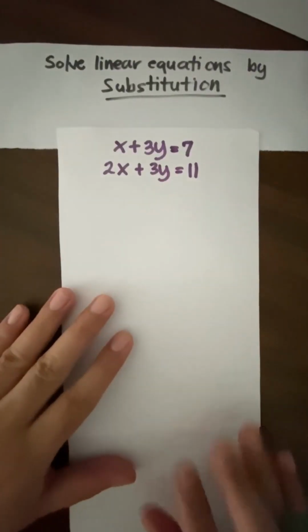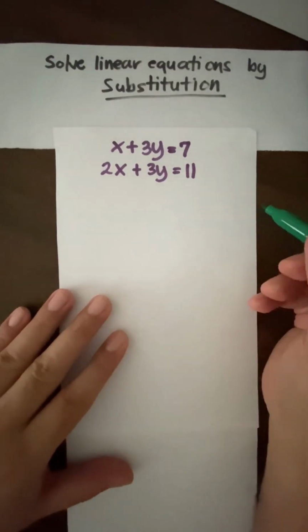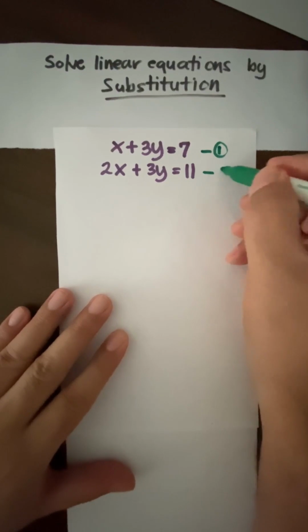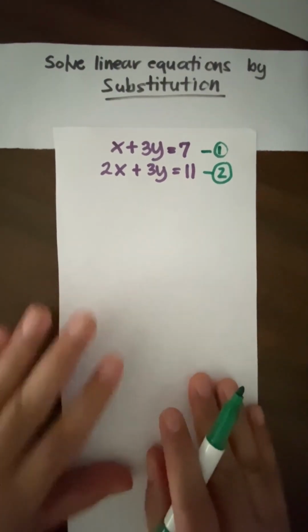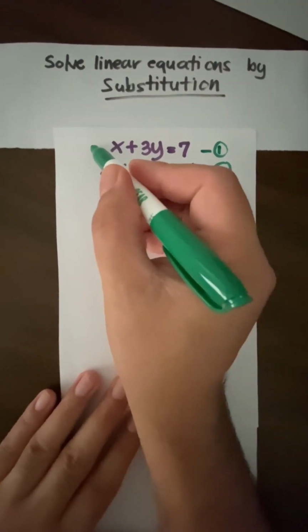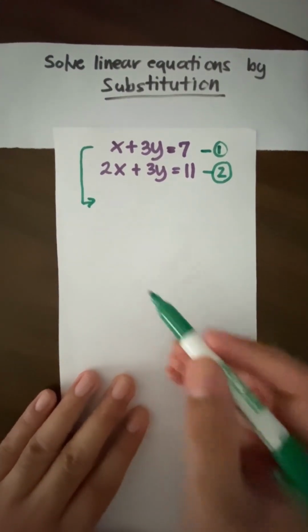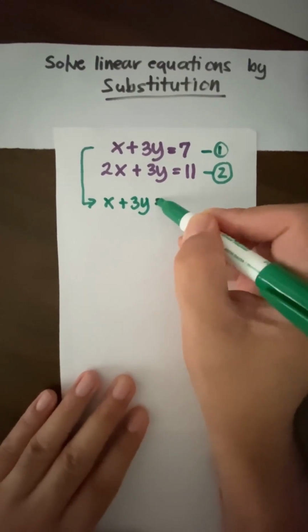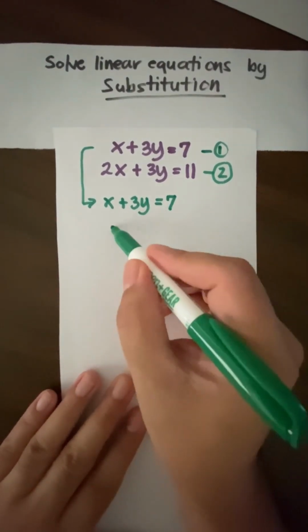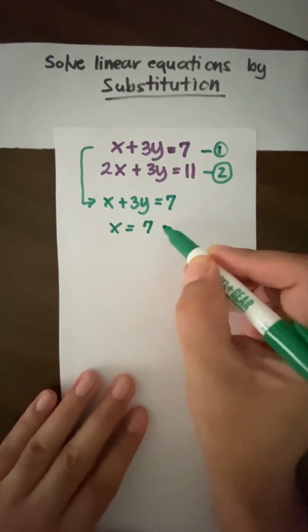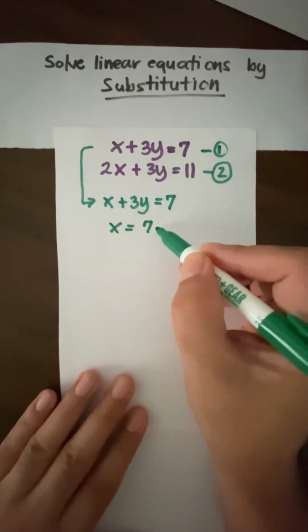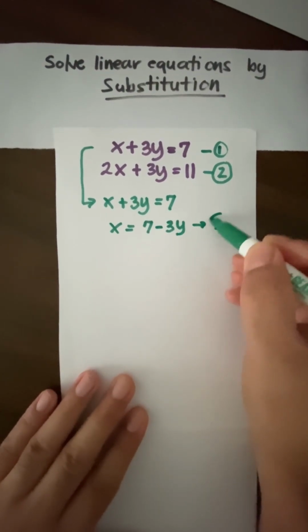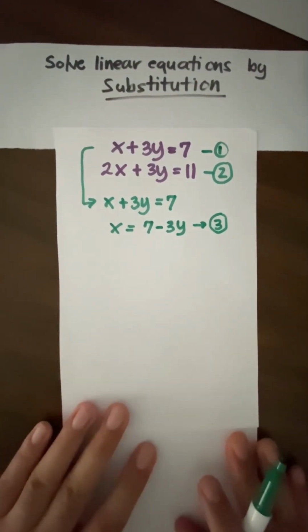Let us solve for x and y for these linear equations. We now label the equations as equation 1 and equation 2. We pick the one equation we think is simpler. In this problem, we pick equation 1. From equation 1, we solve one variable in terms of the other variable. Here, we solve x in terms of y, so we have x equal to 7 minus 3y. We label this new equation as equation 3.